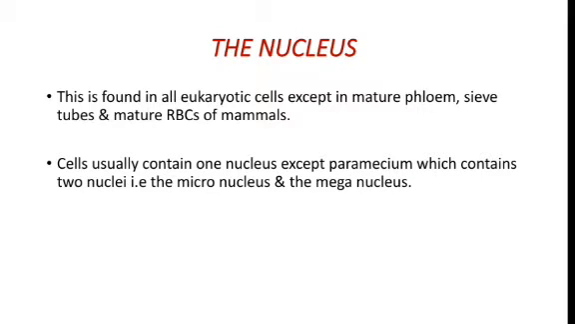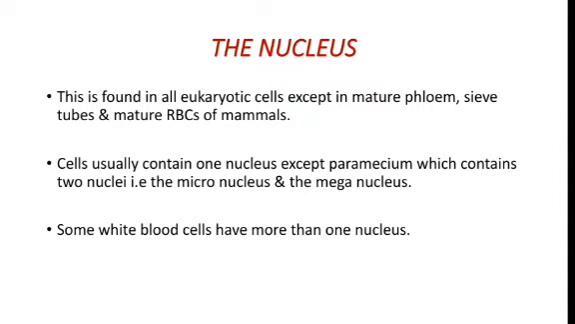Also, the cells contain one nucleus, except the paramecium, which contains two. For the case of the paramecium, it has the micronucleus and the meganucleus, but otherwise all other cells contain only one nucleus. And I think in your O level you must have looked at the paramecium. And also some white blood cells have more than one nucleus, but it is very rare. It is not common to most white blood cells.